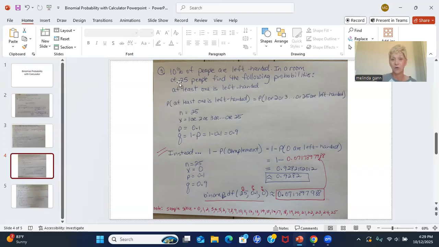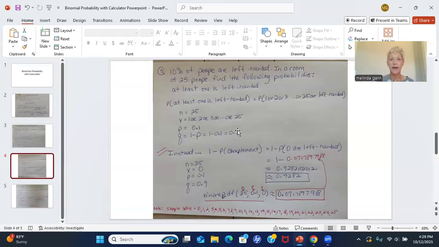So again, what's my total? 25. What's my X? Well, I go back to my list and I've got 1 or 2 or 3 all the way to or 25. So there are 25 different numbers. My category is left-handed, so my P has to be my chance of being left-handed. So 10% as a decimal is 0.1. And then remember, Q is 1 minus P. So 1 minus 1/10 is 9/10. So I think I'm ready to go. But I got a problem.